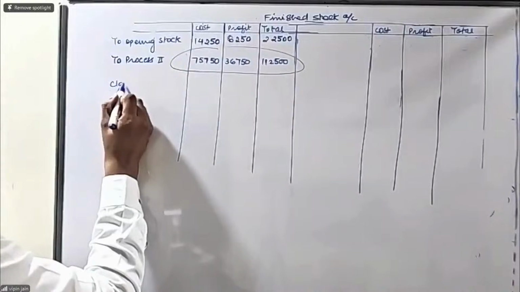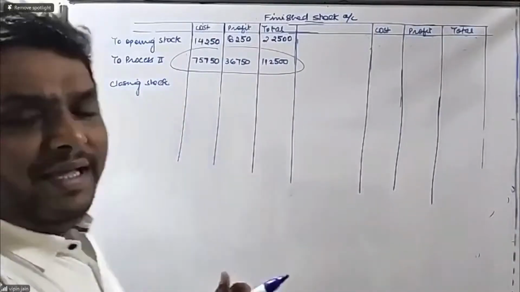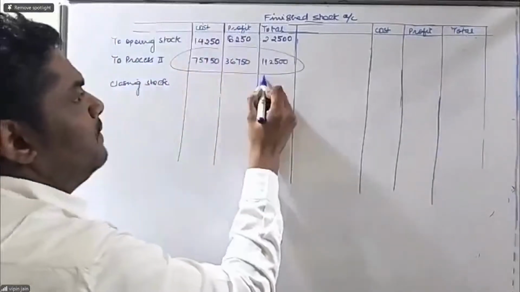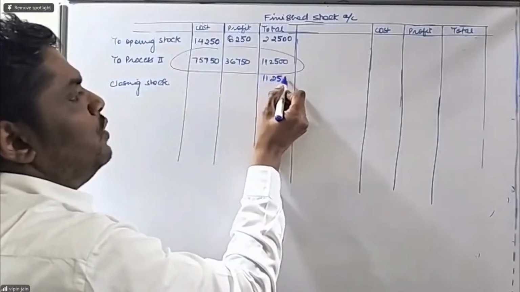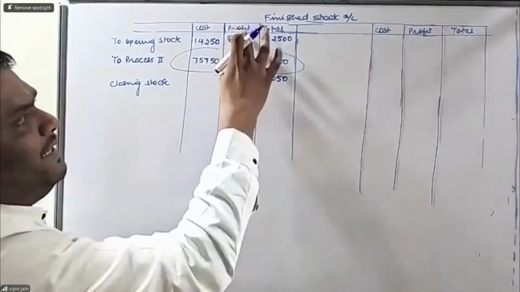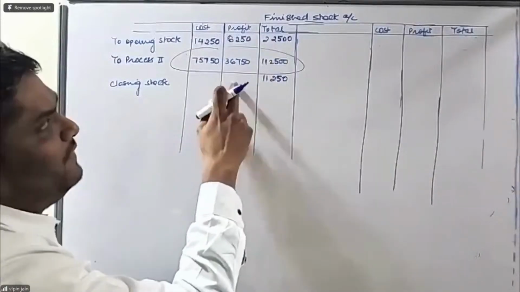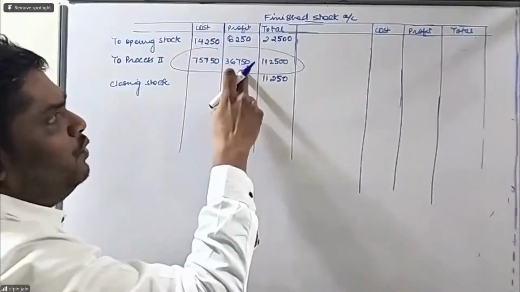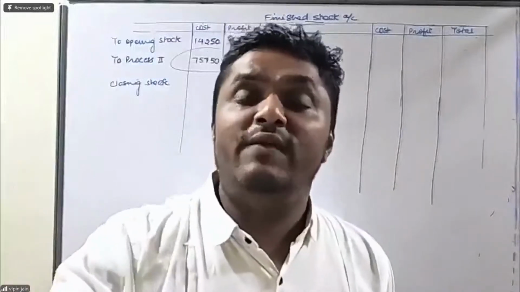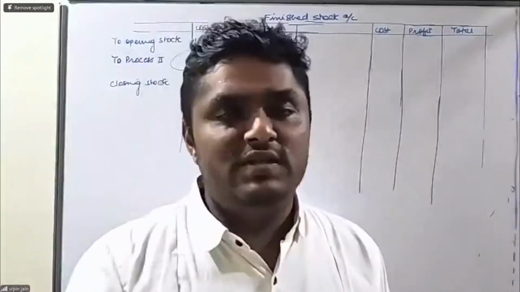So when talking about the closing stock, very simple, my closing stock is how much? 11,250. So when talking about the proportionate profit element, we will not be taking the total, that is 8,250 plus 36,750, because it is given that it is to be valued as per the price that it is received from process second. They are following the FIFO approach, that is first in, first out.